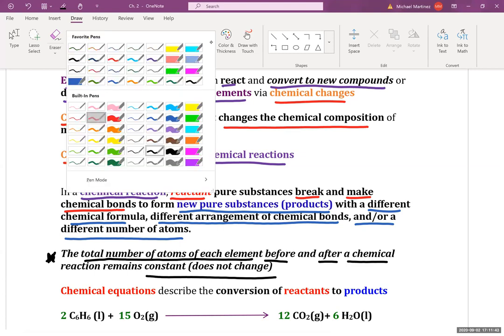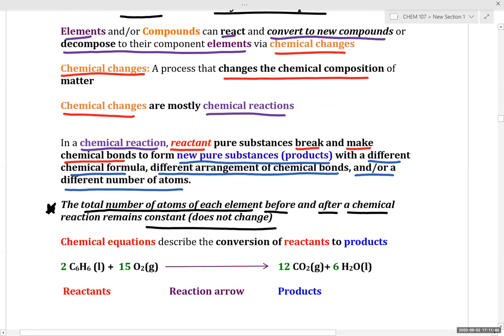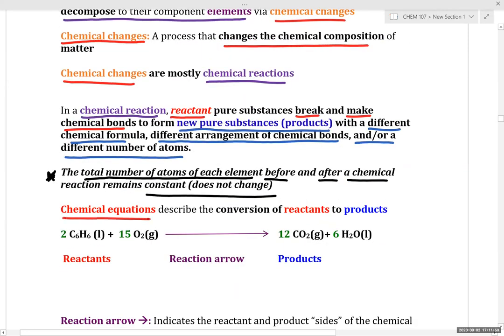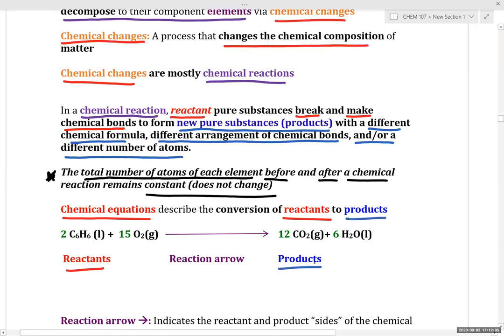So, chemical changes, we change the chemical composition of matter. Chemical equations represent and describe chemical changes and chemical reactions by describing the conversion of reactants, our starting materials, to our products. So reactants are the chemical species that are reacting in our chemical reaction. Products are the chemical species produced in our reaction.